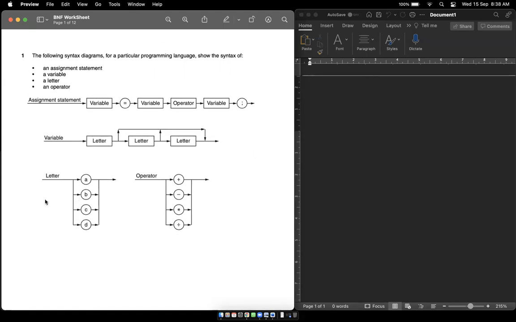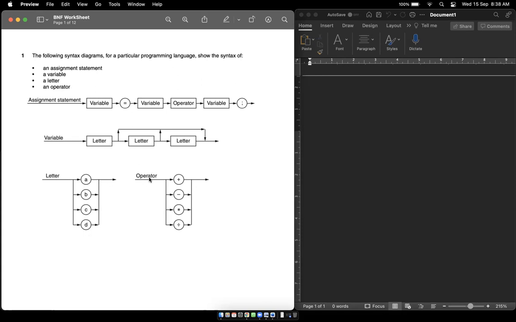And this is how you interpret it. This syntax diagram is saying that a letter has to be one of only these 4 options. There are only 4 options for what a letter can be. According to the syntax of the programming language we're discussing right here, there is no such letter as an E. There is no such letter as an F. This language that we are designing only considers A, B, C, and D to be letters, nothing more.